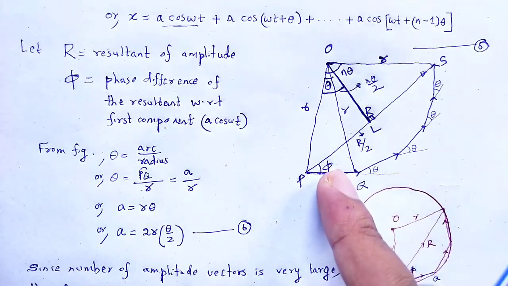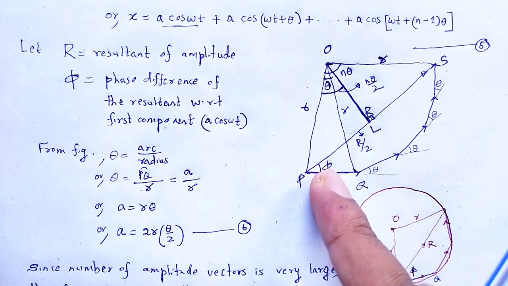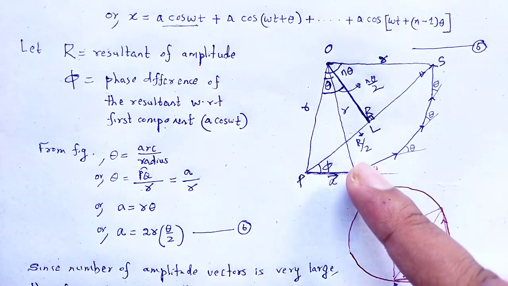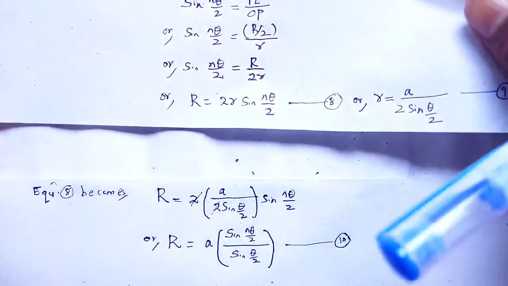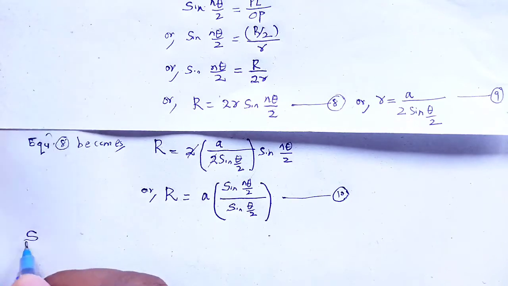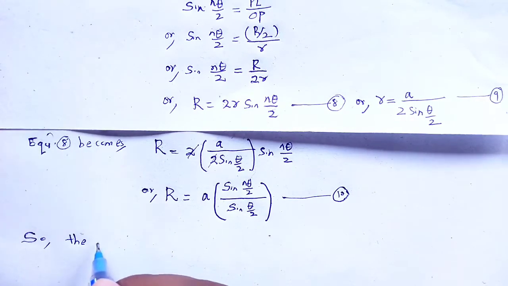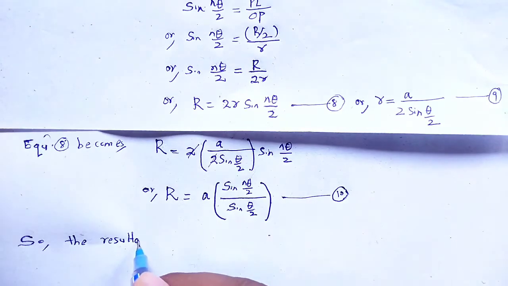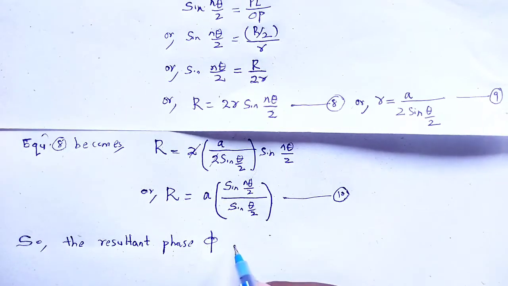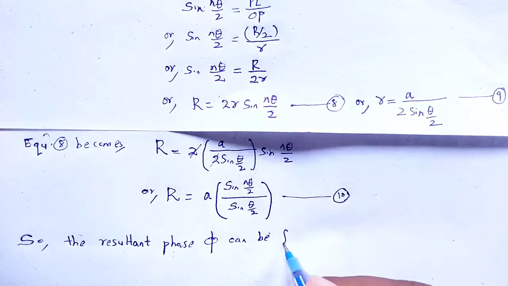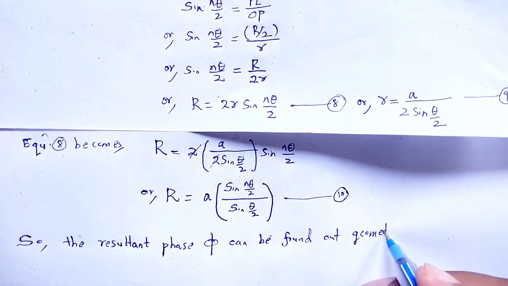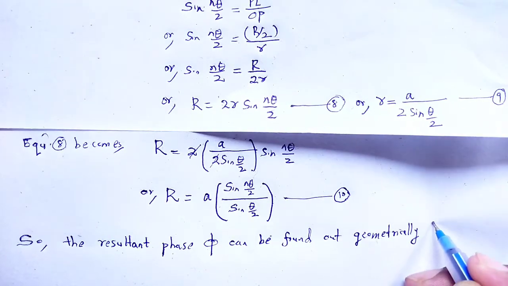But what be the phase difference of that resultant with respect to the first component? Now we have to find out phi. How to find out phi? So the resultant phase phi can be found out geometrically from the figure.